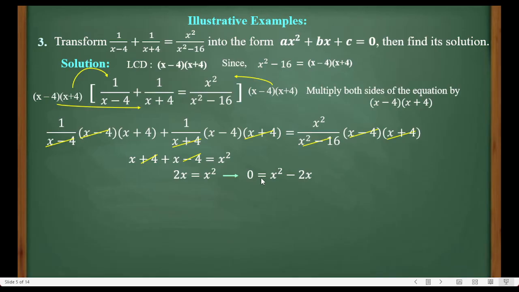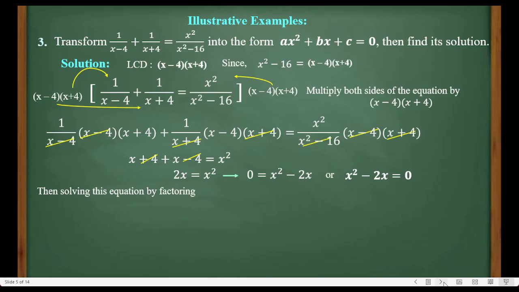So the left side becomes 0, but when it comes to the right side, we have now the expression x squared minus 2x. And we apply the symmetric property of equality by interchanging the position of the right and the left side. The equation is now x squared minus 2x equals 0. And from this resulting quadratic equation, we can now find its roots by, again, factoring.